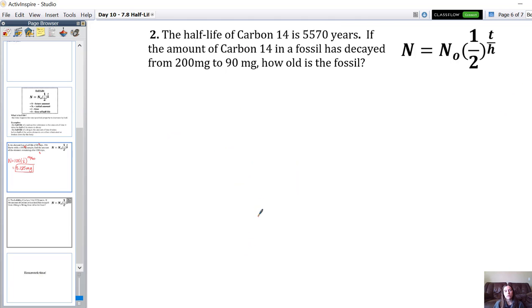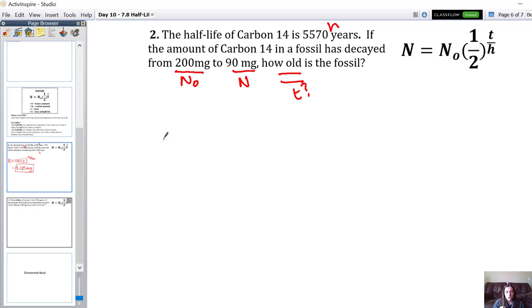The half-life of carbon-14 is 5570, that's H. If the amount of carbon-14 in a fossil has decayed from 200 milligrams to end up at 90 milligrams, how old is the fossil? We started with 200, that's our N sub 0. We ended up with 90, that's our N. How old is this fossil? So how long did it take to get from 200 to 90?